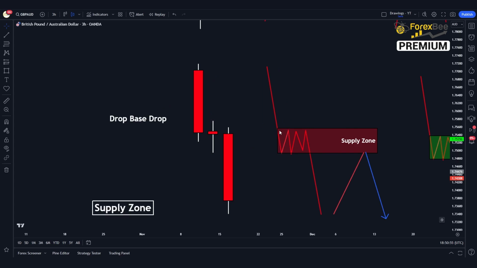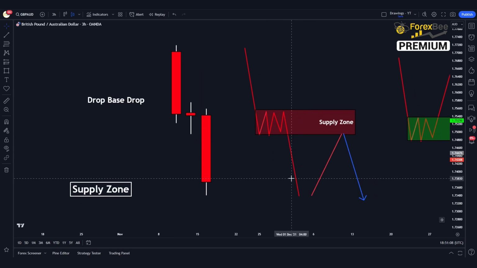So this region around this base region will be called our supply zone, because in this zone a lot of supply came in, due to which the market moved in the downward direction. And what this supply zone means is the market will come back to this region in order to pick the remaining supply, and then again it will move in the bearish direction.